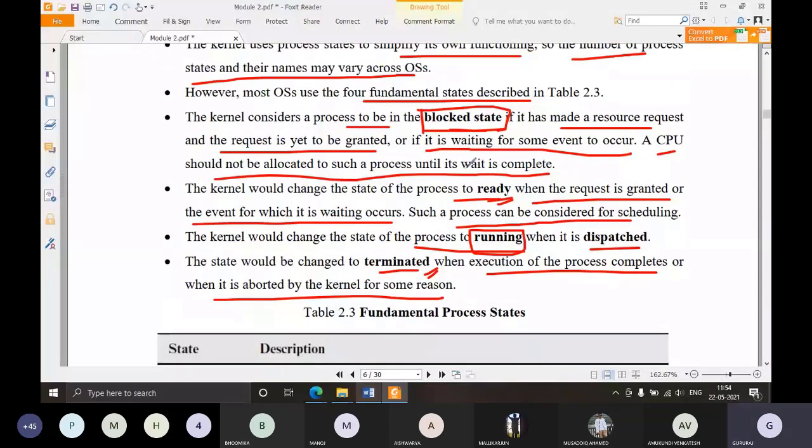First, it will be in blocked, because it is waiting for an event or it has requested some resource. Once that resource is granted or the event happens, it will not directly go to running. It will go to the ready state. Once it is in ready state, if it is selected to be given the CPU, then it will go to running. And in running state, if it completes, then it will go to terminated state. The same thing will now be represented in terms of a diagram.